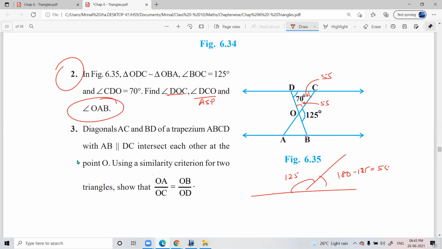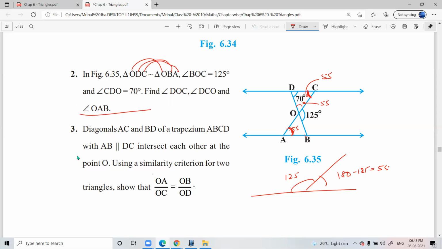And then to find this OAB, how do we do that? See this, in this triangle, this angle A is corresponding to which one? Look at the similarity condition. A corresponds to C, O is O, D is B, and C is A. So this angle A is actually angle C over here, so this has to be 55. You'll use the similarity condition and say CPST, corresponding parts of similar triangles.